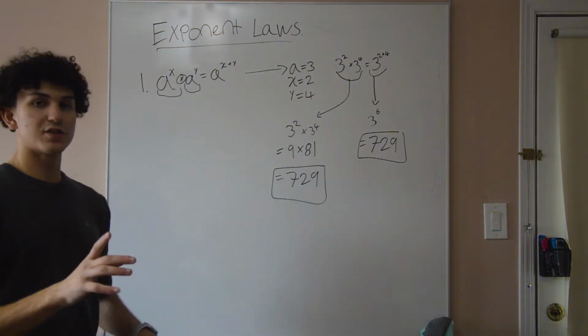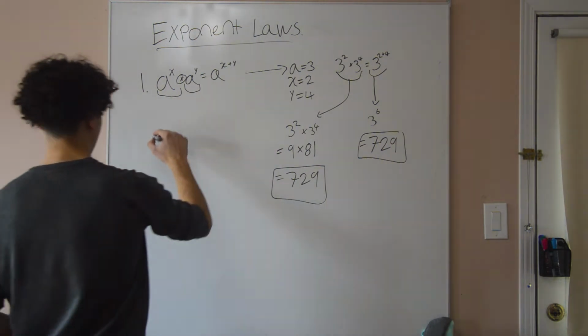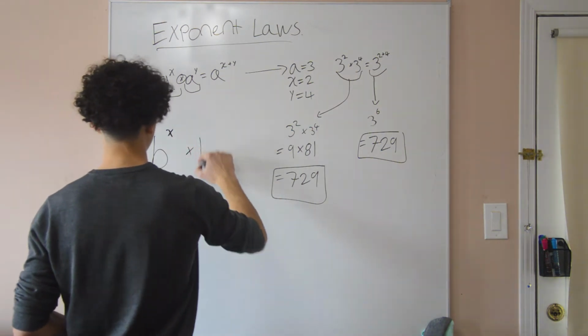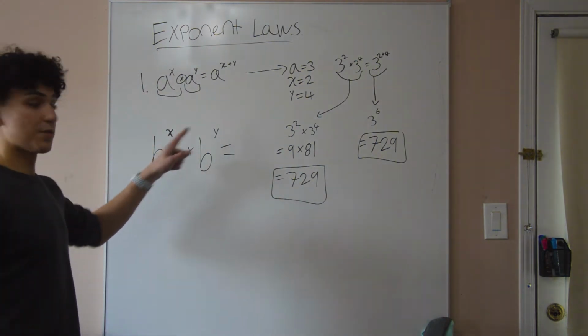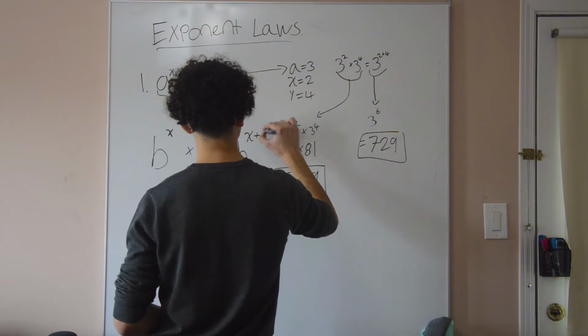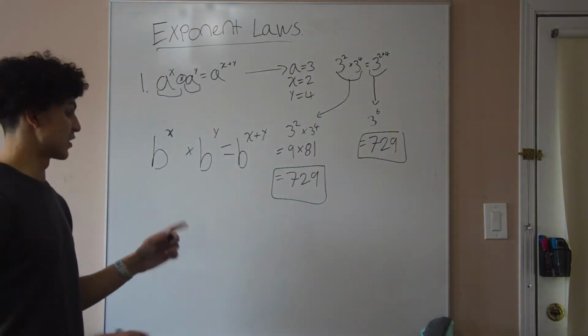So to summarize the first one, when we're multiplying exponents by the same base, so any base to any exponent multiplied by any base to any other exponent, the exponents simply just add. B to the x plus y. Just like that. And that's the first law.